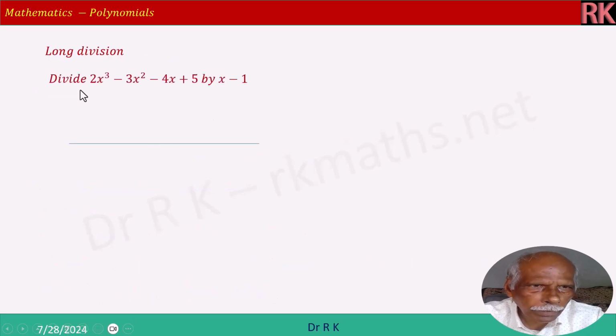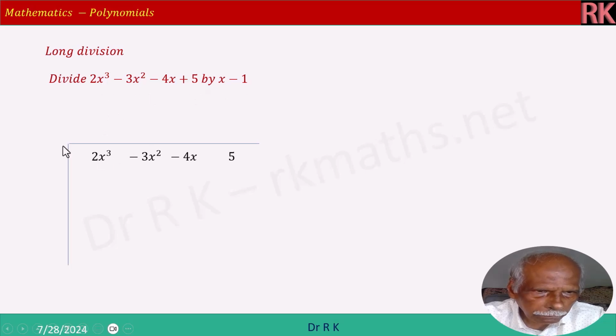Now we will do a problem. Divide 2x cubed minus 3x squared minus 4x plus 5 by x minus 1. So first write this polynomial and then write a box. Put that x minus 1 outside.